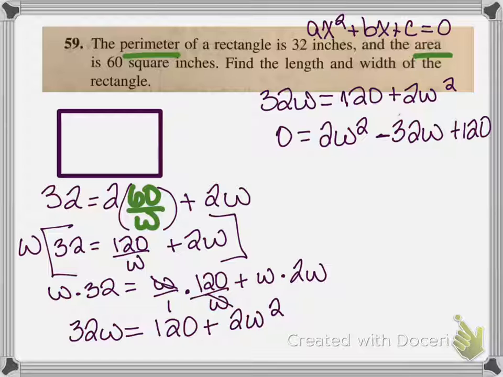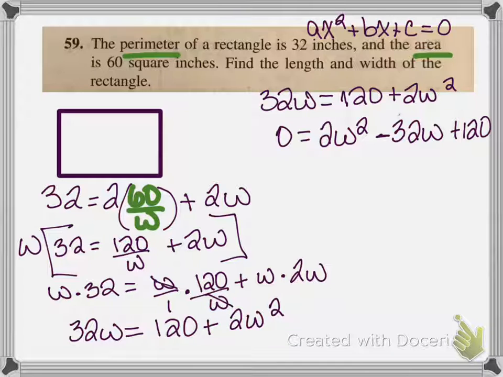Now, when I tell you to factor, what do I always tell you to look for first? Say that again. Greatest common factor. And this is a prime reason to look for the greatest common factor. If I didn't factor out the greatest common factor here, I would have to do A times C to find my product. I'd have to do 2 times 120. 2 times 120 is 240. And then my sum that I would be looking for is negative 32. So those are large numbers that I am dealing with.